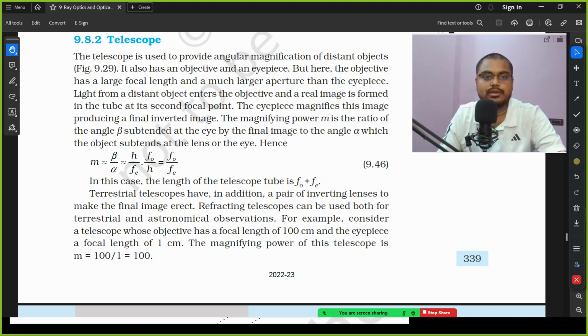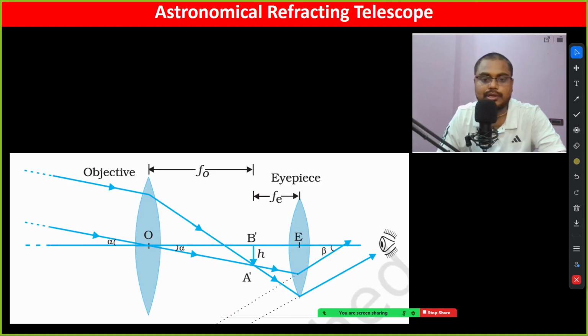Telescope. The telescope is used to provide angular magnification of distant objects, figure 9.29. So this is the figure 9.29 which NCERT talks about. So this is for the angular magnification. Angular magnification means how much the angle is being subtended at the eye. For example, if there is a star far off, and this star is sending rays, then the angle subtended by the star at the eye is alpha.